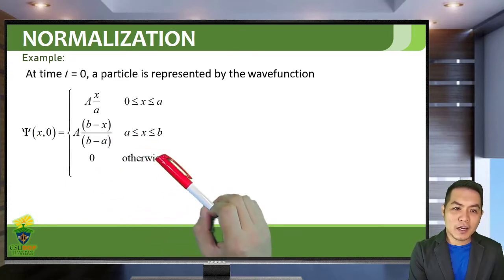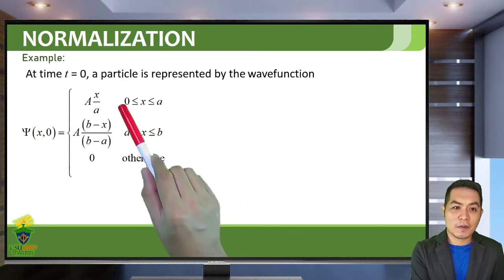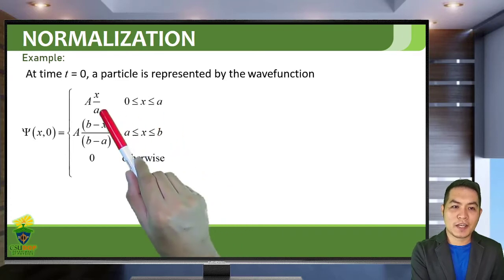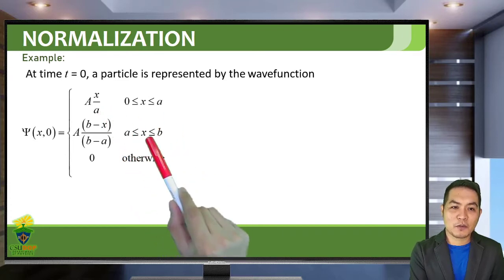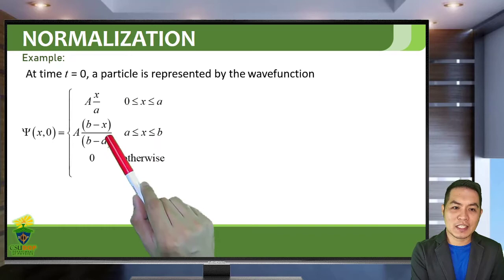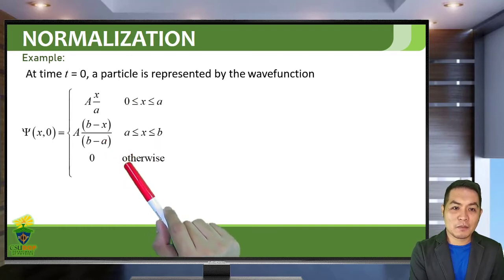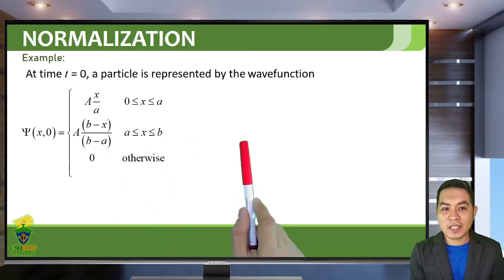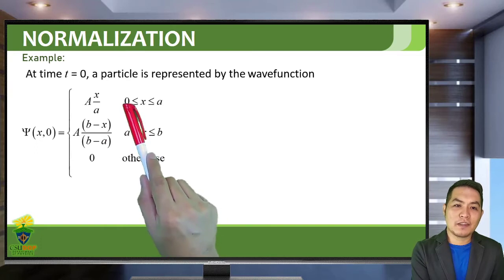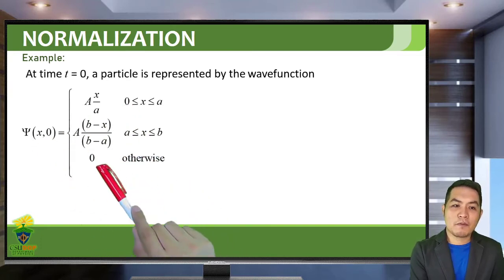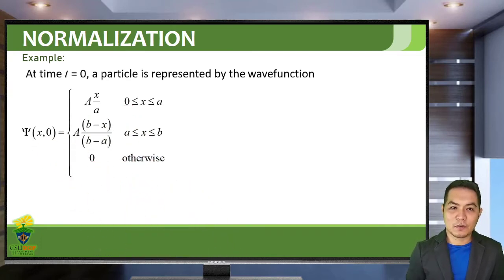So there are 3 regions here. From 0 to a, the wave function is like this. From a to b, the wave function is like this. And otherwise, meaning beyond b and below 0, the wave function is 0.